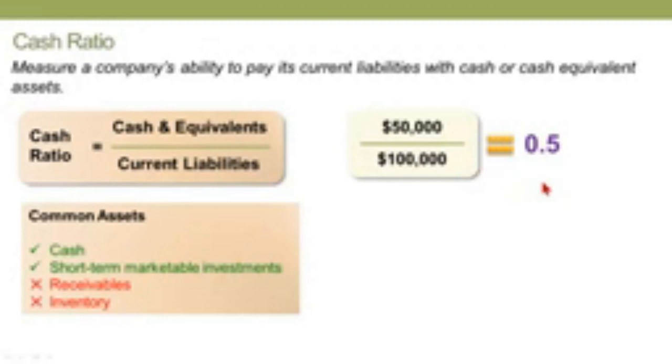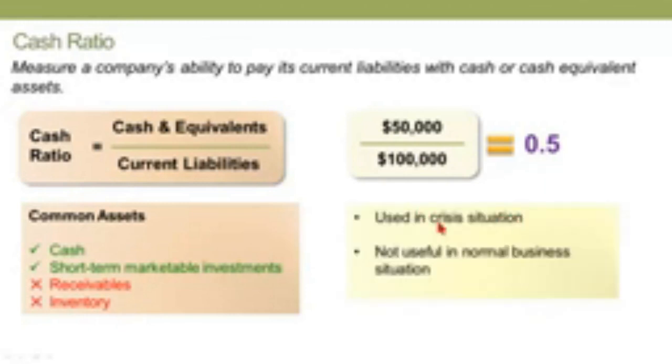Can we judge that in isolation? No, it's hard to do that. As with most of these ratios, we want to compare it first against the company's own history, and second of all, benchmarked against a good set of peers. And again, this would be used in crisis situation, would not be useful in normal business situations. It's worth noting that short-term market investments, so we're assuming those can be converted at their fair market value, probably their mark-to-market, although notice even that's an assumption.